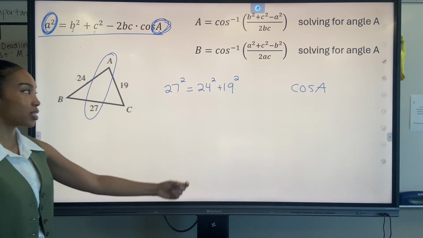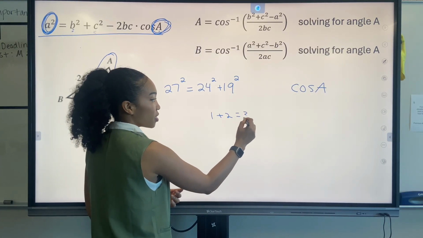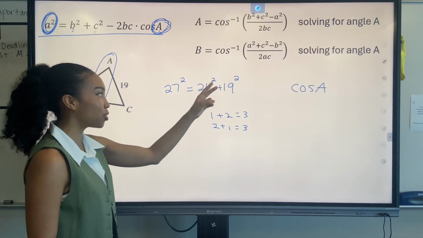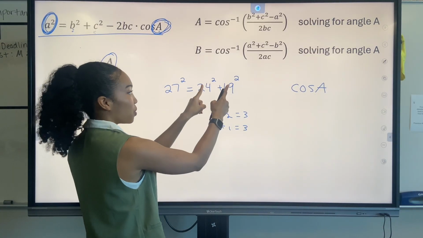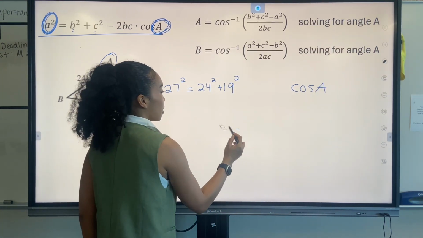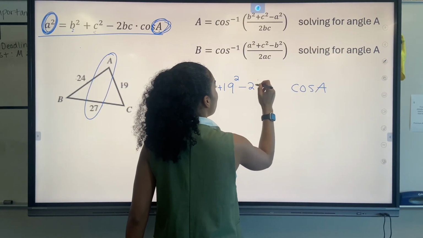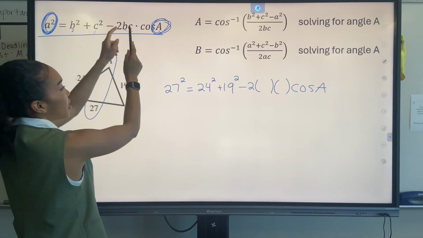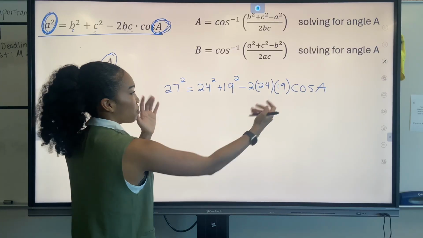It doesn't matter if you put the 19 or the 24 first, right? 1 plus 2 is 3, and so is 2 plus 1 equals 3. When you're adding, it does not matter. Okay, so don't get tripped up. Oh, you put C first instead of B. It does not matter. You just put the other two sides on the other side. Okay, next, you want to subtract and then 2 times the same numbers. You have BC here, you put BC there. So 24 and 19 go right here. So that's your formula.